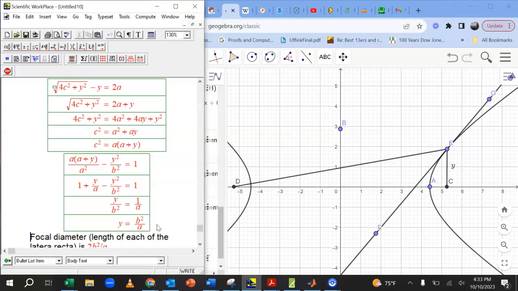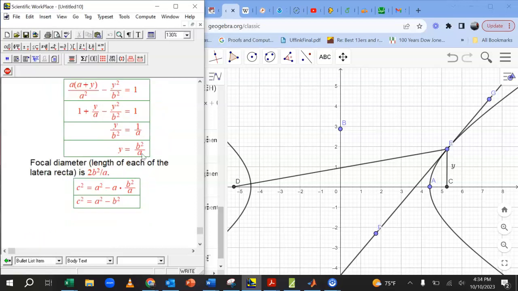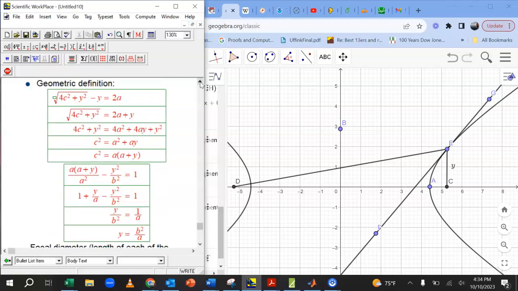So that may be a little surprising, that nothing changed. Although if you think about it, it's a length, so it couldn't have become negative. And so the focal diameter in both cases is 2b squared over a. Very nice to know. So again, a very nice thing if you want to plot a couple of easy but very accurate points on the hyperbola to get a sense of just exactly how bendy it is, how closely it is approaching its asymptotes, things like that.